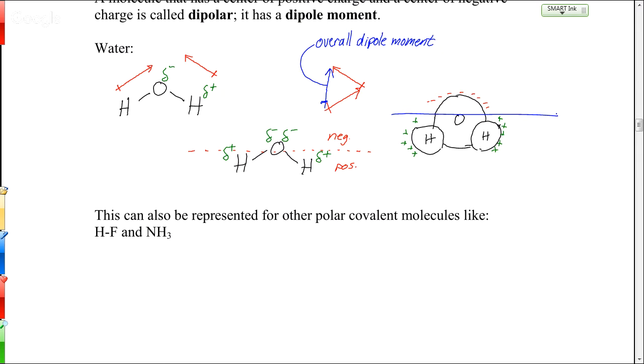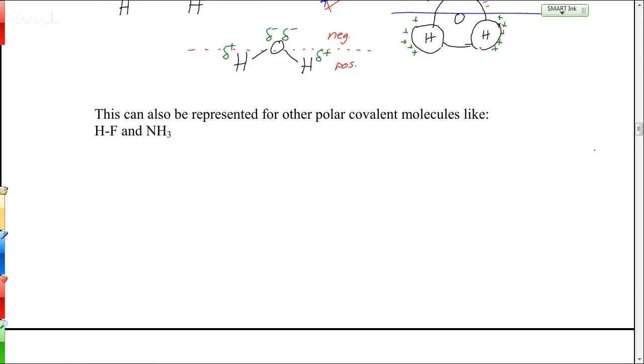Polar and dipolar mean the same thing. Dipolar means to have two poles. You can't have just one. You can't have a molecule that just has a positive side and no negative side. So anything that's polar is going to necessarily be dipolar. That just means separated into positive and negative.